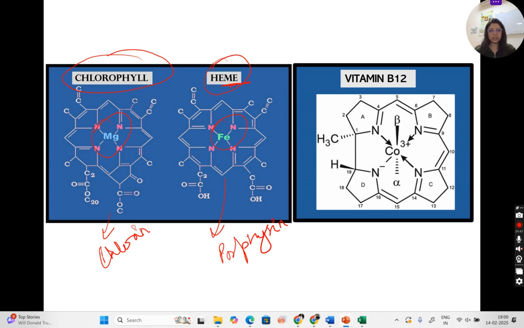And last, in the case of the corrin ring, if it has cobalt in between, it is a vitamin, vitamin B12, also required for the body. So these three rings with three different metal ions act differently in our body. In heme, we'll discuss in the upcoming slides in which state Fe is, either +2 or +3.